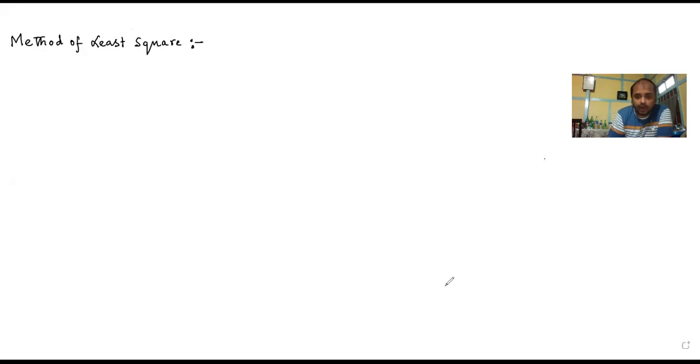So I'm going to start today's session with the derivation of the regression equation with the help of the method of least squares. It will take some time and I'll go very slowly, because right now I'm not going to solve problems. I'm going to do mathematical analysis.